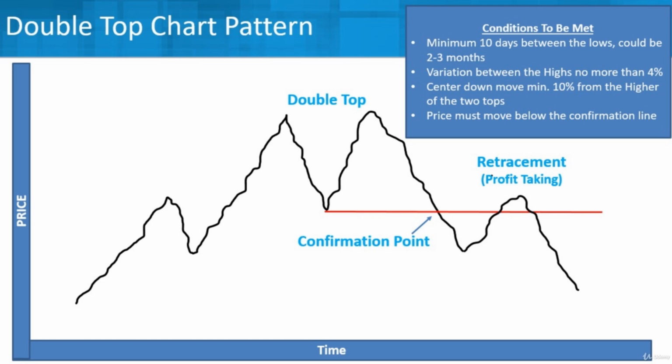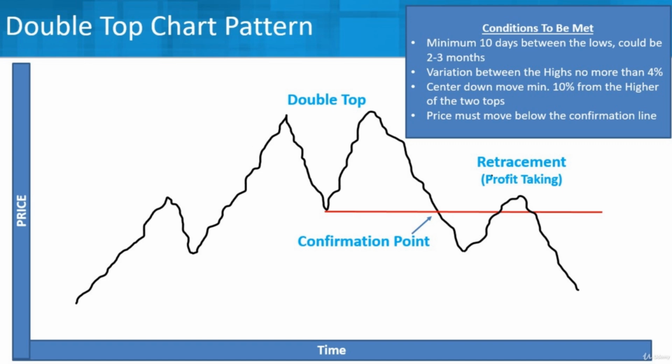And the center move down, in this case, would be a minimum of 10% from the higher of the two tops. So think of whichever top is higher. They won't necessarily always be perfect, but they will be within 4% of each other, and you want that middle part to be at least 10% down. Then it's going to rebound back up to form the second top and then come back down. And then the price must move below the confirmation line to be a true double top chart pattern.